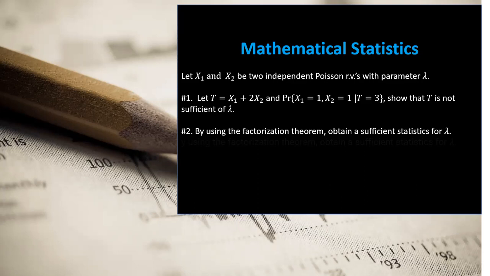Then the second part: if T is not a sufficient statistic for lambda, let's use the factorization theorem to find a sufficient statistic for lambda. All right, so let's go ahead and get started. Let's go to the whiteboard here.